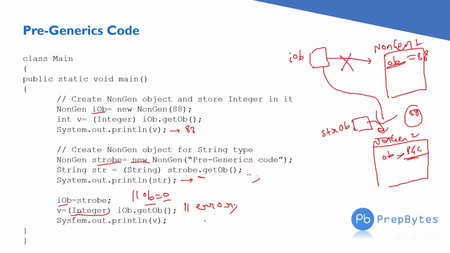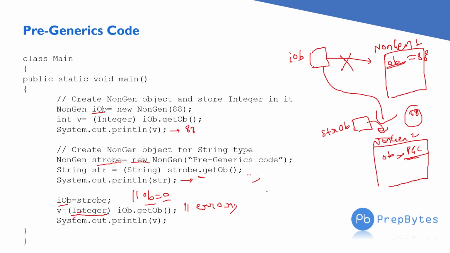Now why do you think Java does not show this error during compilation? Just think, why? It shows this error in runtime, but it should show the error in compile time also, but it does not. Why is this the case? This is because iOb is a reference type of the non-gen class, and strOb is also a reference variable of the non-gen class. So these both are actually of the same type, non-gen.